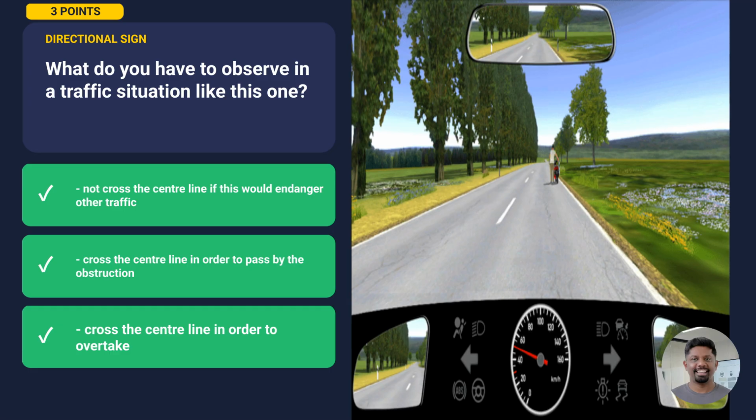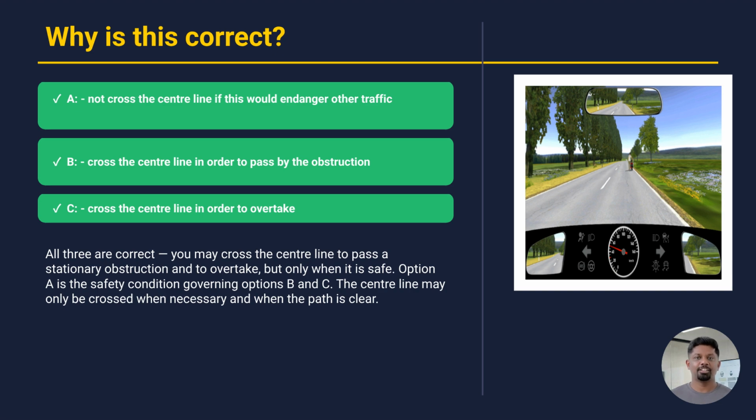All three are correct: A, B, and C. Let's understand why. You may cross the center line to pass a stationary obstruction and to overtake, but only when it is safe. Option A is the safety condition governing options B and C. The center line may only be crossed when necessary and when the path is clear. All right, let's move on to the next question.